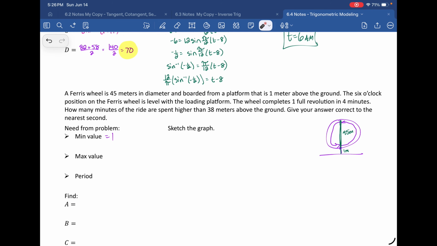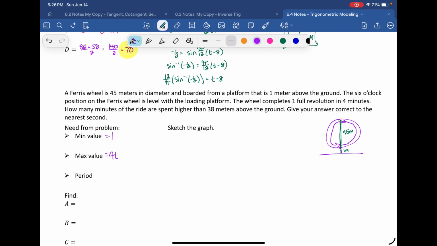Okay, my min is already at 1, so I'm going to go 45 meters higher than that. So my max is 46. And the problem says it completes 1 full revolution in 4 minutes. Period is 4.